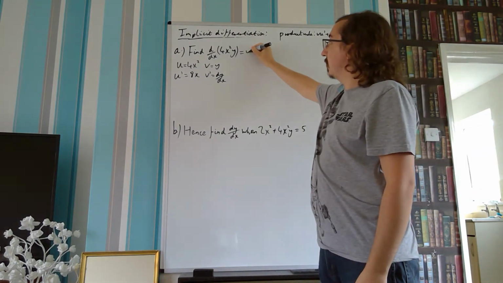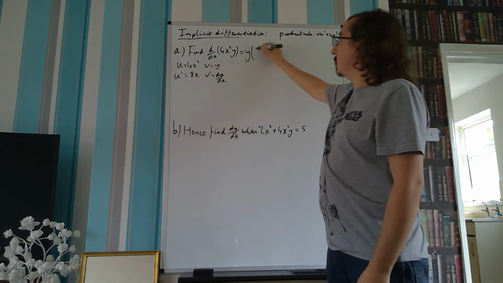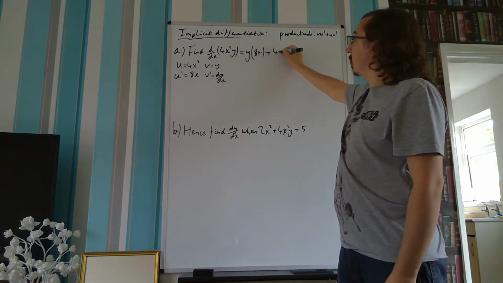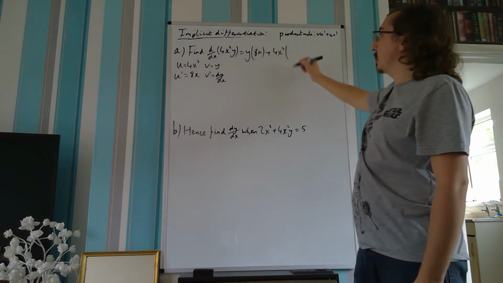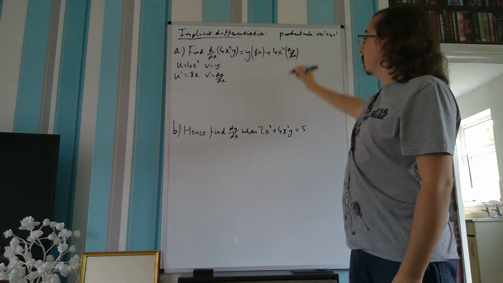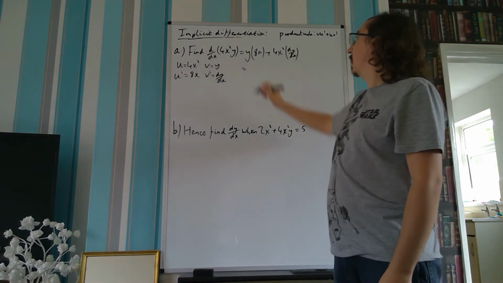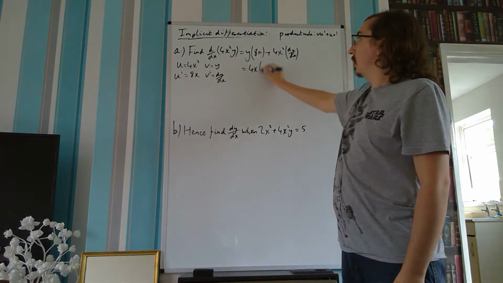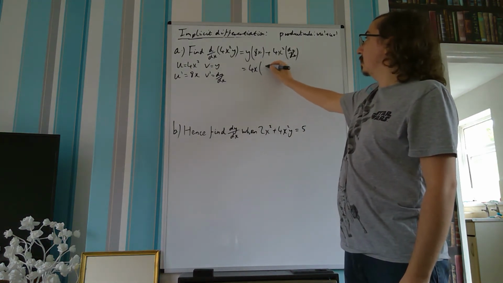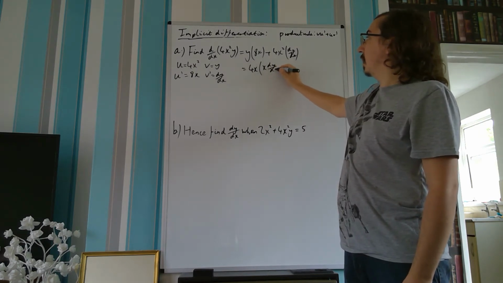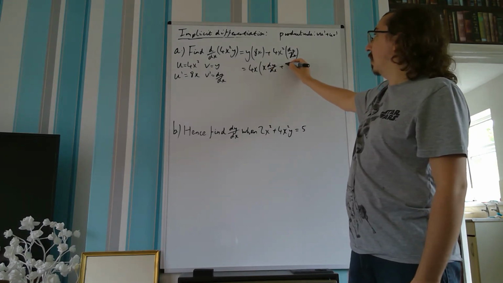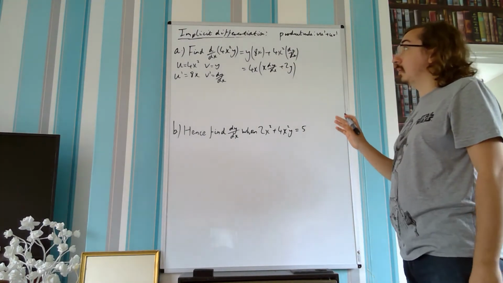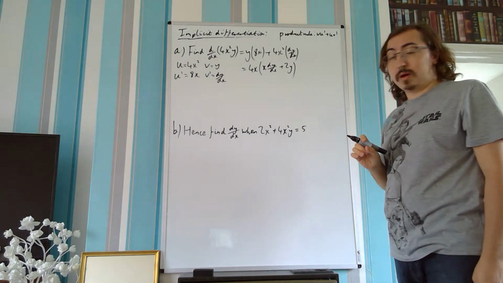So we have our v, which is y, times our u dashed, which is 8x, plus our u, which is 4x squared, times our v dashed, which is dy by dx. And then just to tie this up a little bit, we can take out a couple of common factors. 4x there, leaving us with x dy by dx plus 2y. Okay, so that's our expression for the differential of 4x squared y.